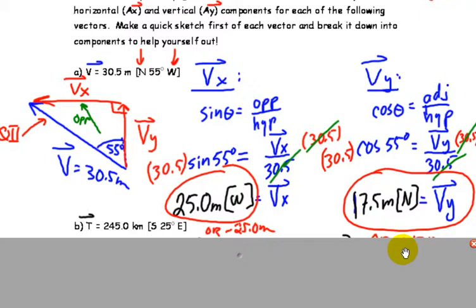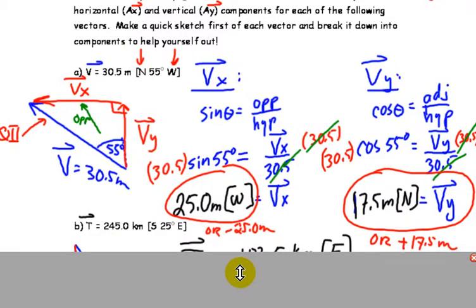Let's look at the next one: 245 kilometers south, 25 east. I'll get you to try it. First of all, sketch it out, and then see if you can figure out the Tx and the Ty component vectors. You can pause the video now and do that.